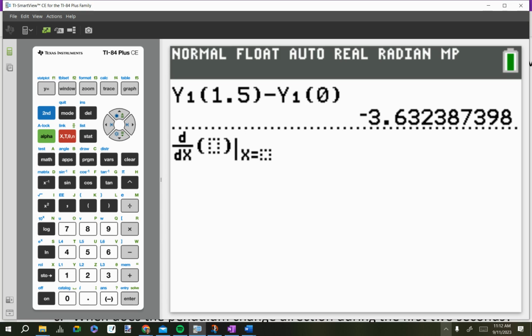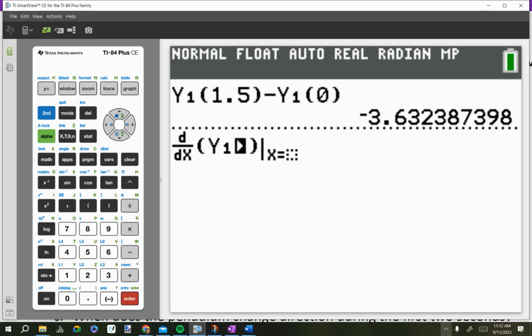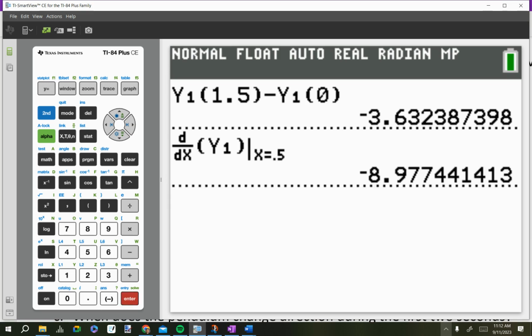In parentheses, we're going to type that equation. So for us, I'm just going to hit alpha F4 Y1. And then for x is equal to, what is our x going to be equal to? 0.5. We type it in. We hit enter. There is my answer. That is the derivative at 0.5 seconds, negative 8.977. Always 3 decimals.